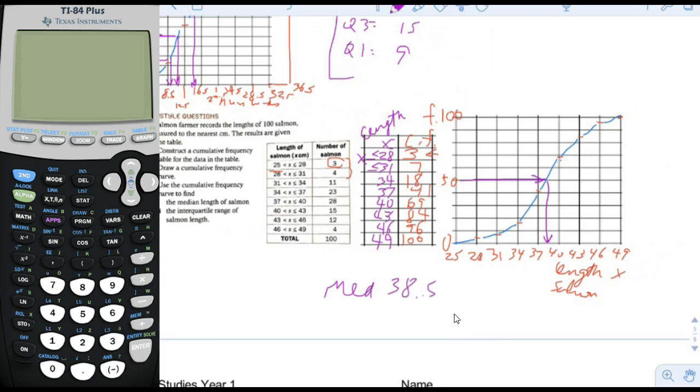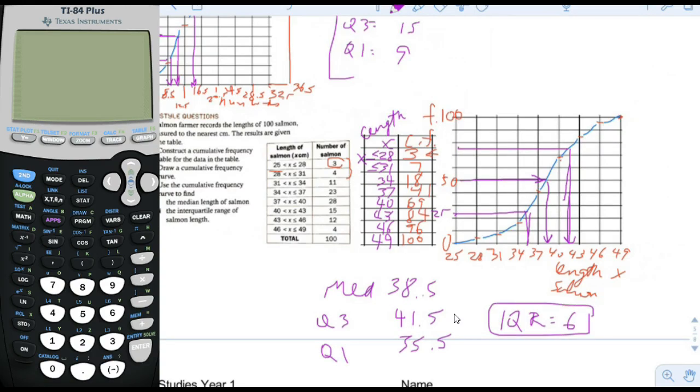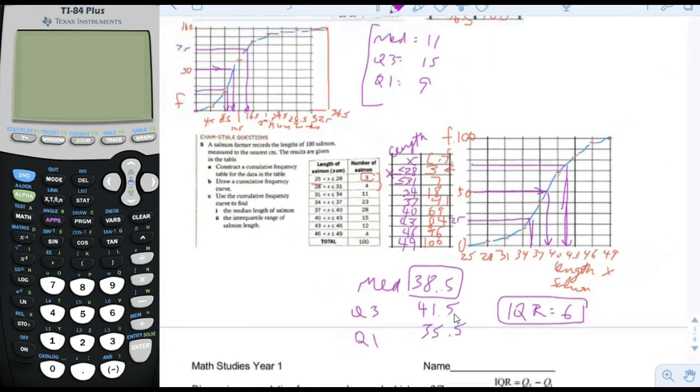And then we do the Q3. Oops, and we would try to draw a straight line with a ruler, but since I don't have a ruler here, I would say that's about 41.5. So that's Q3. And what about Q1? Q1 is here at 25, right? That's not a very straight line. That's about 35.5. Okay. And so the IQR is, remember, Q3 minus Q1. So 41.5 minus 35.5 would be 6, IQR of 6. Okay? And the median is 38.5. Those are the two things that we've been asked for.